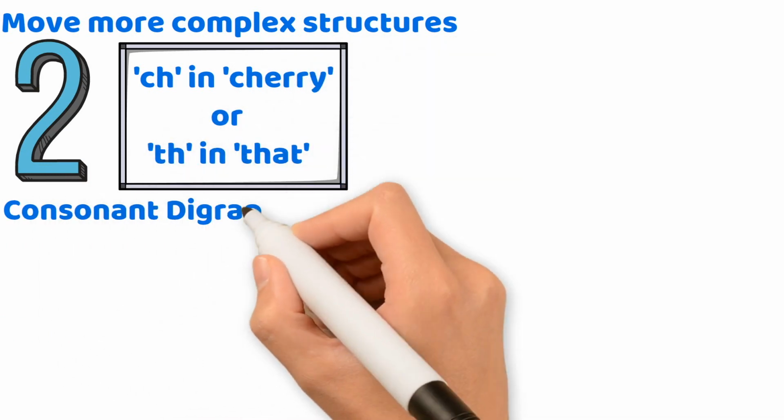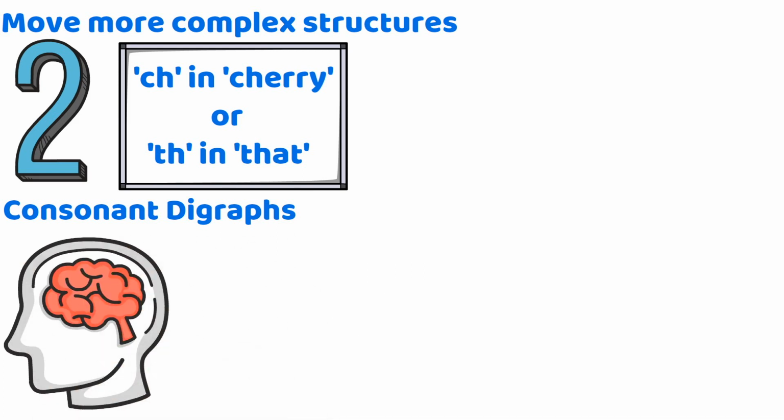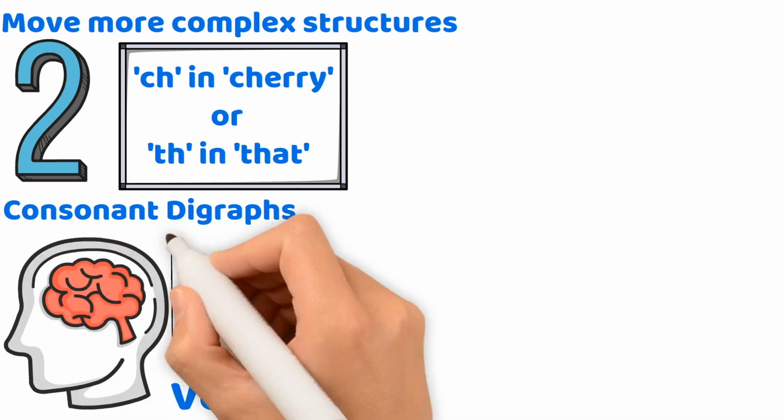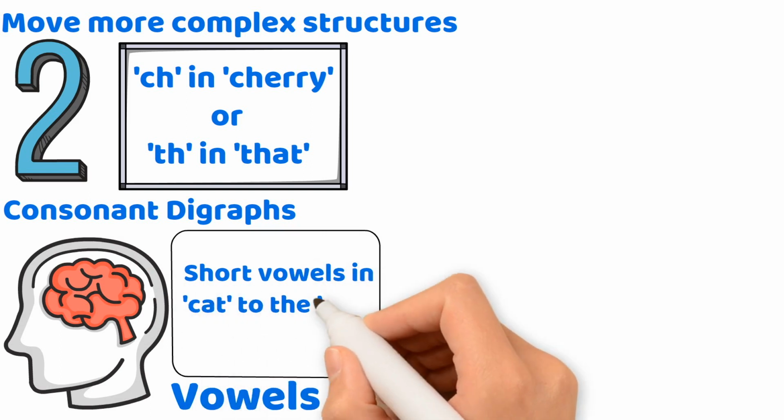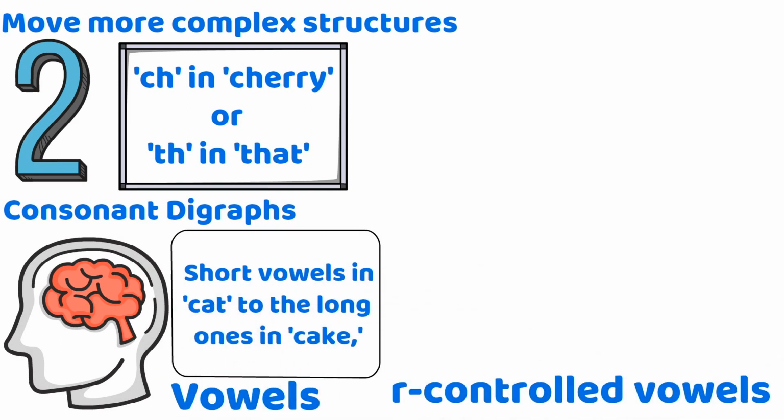These are called consonant digraphs, a fancy term, but a simple concept crucial for your exams. And let's not forget the vowels, from short vowels in cat to the long ones in cake, and the more peculiar, R-controlled vowels like the AR in car.